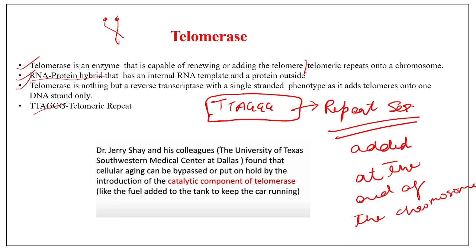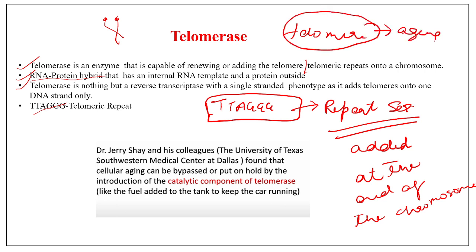Jerry Shay and colleagues at the University of Texas, it was found that cellular aging can be bypassed or put on hold by the introduction of the catalytic component of the telomerase. Now, we shall see in the subsequent classes that telomeres have a direct relation with aging. So, as long as a cell can divide, it can self-renew as long as the telomeres are present.